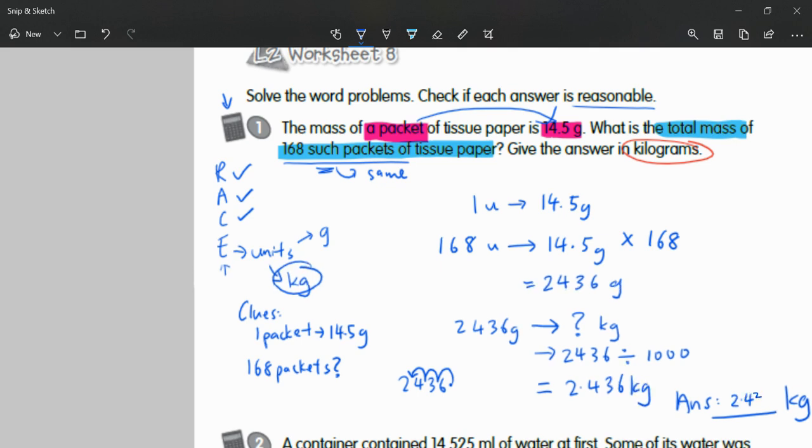You can check if it's reasonable by doing reverse calculation. The last thing I'll check is whether I've got my units correct. So this is really the important part, conversion of the units.